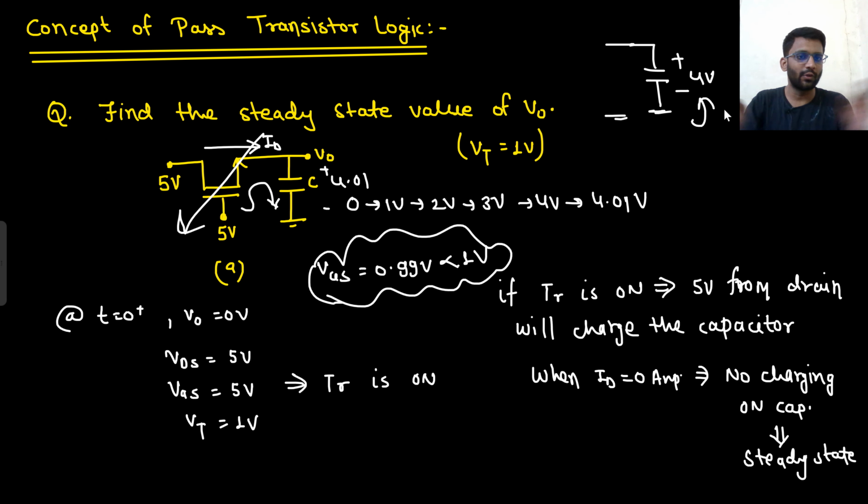This 4 volt will not go anywhere because there is no discharging path. So the capacitor will stay at 4 volt only. And this is what is happening. So always you need to see that this will rise up to 4 volt only. After that, there will be cutoff region. This is what you need to check when you are solving these kinds of questions.